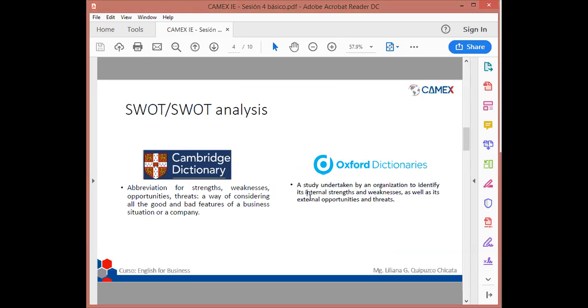Now we're going to see a little bit more why internal and external. But in general, a SWOT analysis, according to the dictionaries, is a study that is going to be undertaken by a company or an organization in order to find good and bad features. In this case, internal and external features. In this case, it would mean strengths, weaknesses, opportunities, and threats.